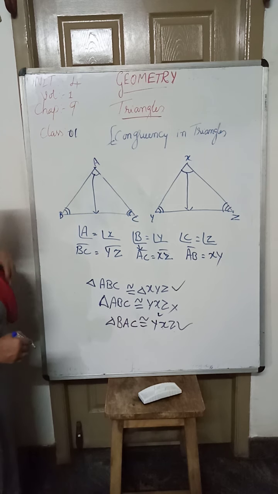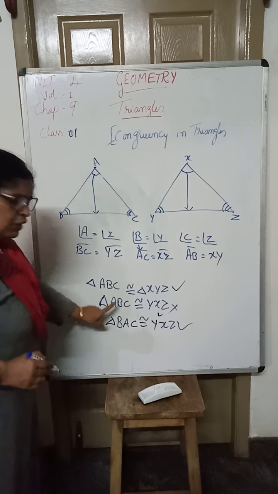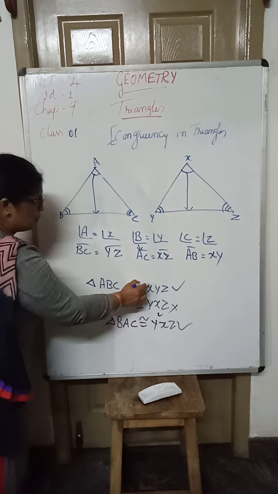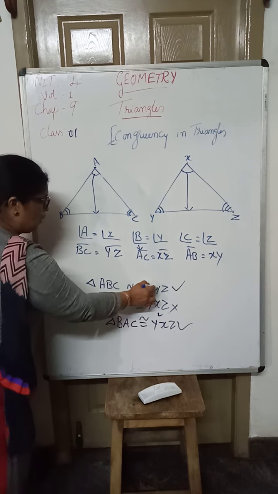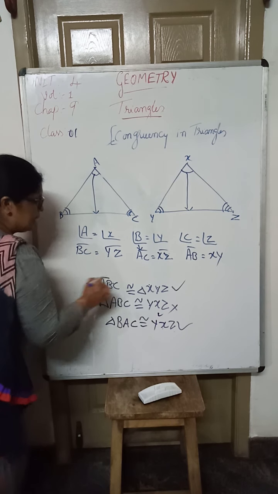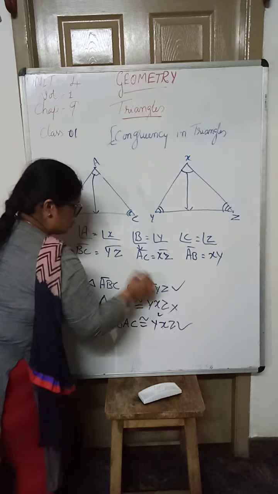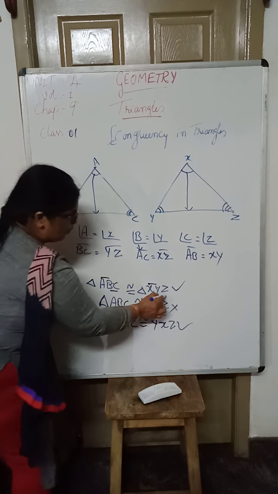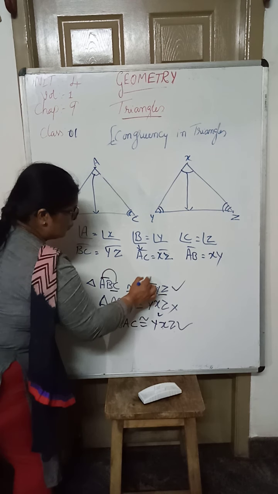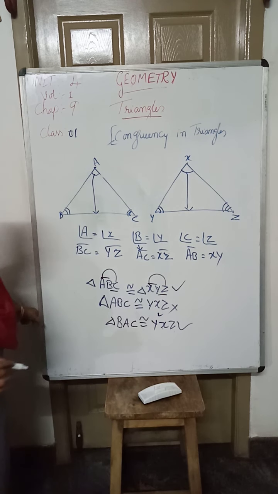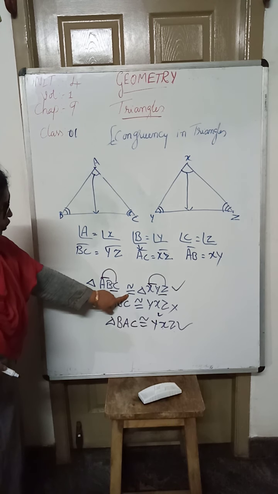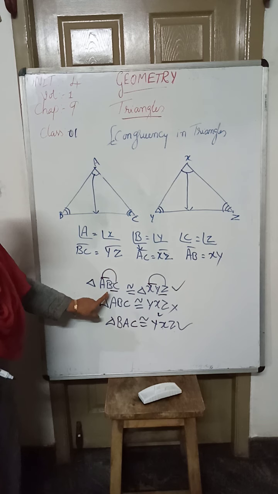One more thing I have to say. By the given figure itself, you can identify. Means A is equal to X, B is equal to Y, C is equal to Z. In the same way, AB is equal to XY, BC is equal to YZ and AC is equal to XZ. Then they are congruent. So this is the observation through the letterings they have given.